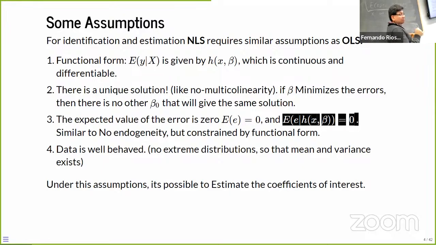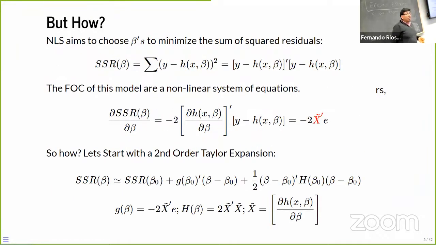Under these assumptions, it is possible to estimate the coefficients of interest in a nonlinear least squares model. How? Okay, so for this, we're going to need a little bit, and with a little bit, I mean a lot of math, just to understand what's happening here. For nonlinear least squares, just as with OLS, we need to minimize the sum of the square residuals, and that's going to be my equation number 1. We're really trying to minimize the sum of the square residuals, or if you prefer, maximize how close my nonlinear function is to the outcome of interest.